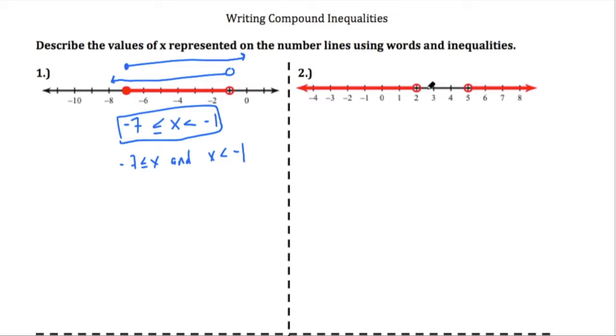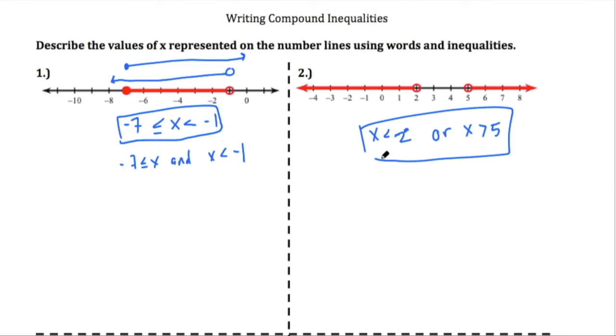Okay, our next example, we can see there's two separate regions. That's going to immediately tell us right away that this is going to be an OR inequality, and so I'm basically going to write an inequality for each piece. So this piece says that x is less than positive 2, and on this side x is greater than 5. So that's our algebraic expression to match the graph on the number line.